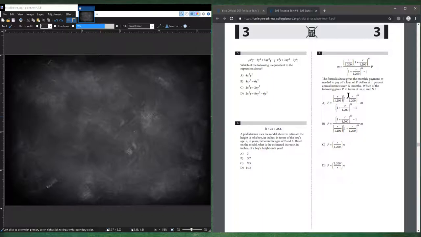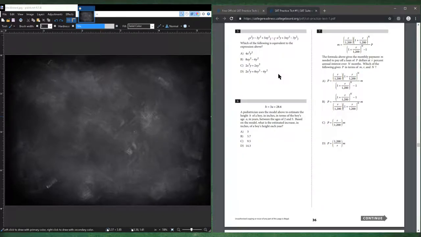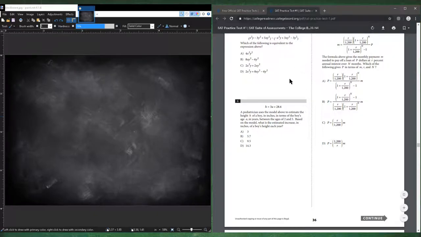5 and 6 and 7. 7, you might think it's hard, since you notice all these variables, you might skip it in the beginning. So you might want to come back to this later and solve it. But it shouldn't be that hard either. 5 is pretty easy. Just find similar terms and combine them. 6 is just basically an equation interpretation question. So it shouldn't take you that long either. All of these should be under a minute or so.